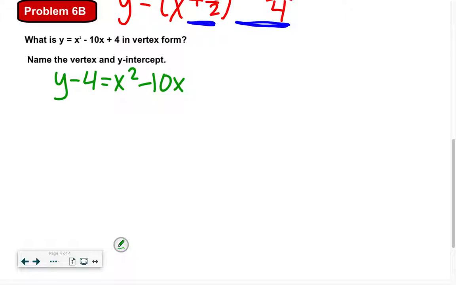How about we divide by 2 first? What's my b? 10x. What kind of 10? Negative 10. So I got negative 10 and I do what? Divide by 2 and I get how much? Negative 5. Once I square it, I get 25. So am I adding negative 5 or 25 to each side? 25, good. Add the squared number to each side.